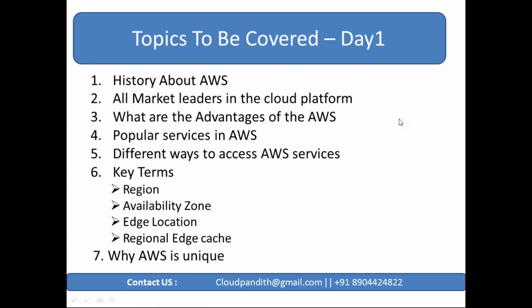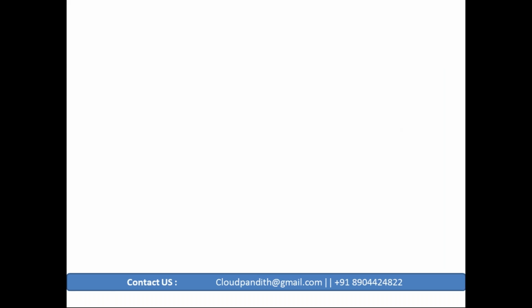Okay, then we saw why AWS is unique, because AWS has different regions, different edge locations, regional edge cache and availability zones. We have a number of regions and a number of availability zones, and all these things are very high compared to the other cloud providers. The number of regions which AWS has is more compared to the other cloud providers. So that's why AWS is unique. These are what we discussed as part of yesterday's session, friends.